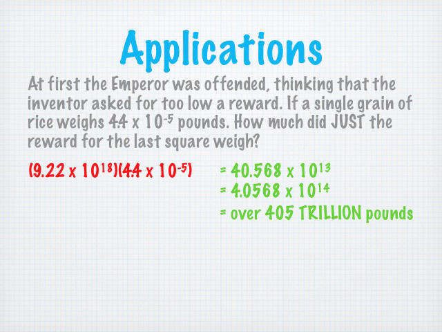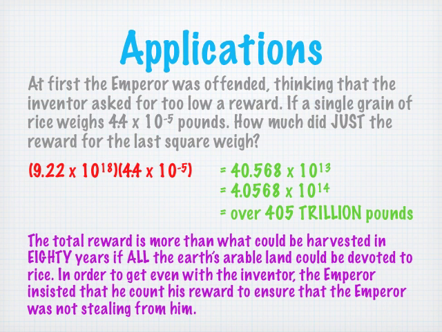Okay, now here's the follow-up. Here's the clincher. The total reward is more than what could be harvested in 80 years if all the Earth's arable land could be devoted to rice. In order to get even with the inventor, the emperor insisted that he count his reward to ensure that the emperor was not stealing from him.